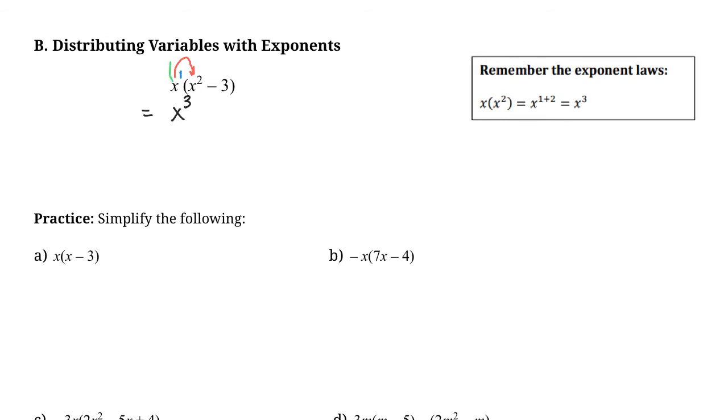So that would be x multiplied by -3. That is going to be -3x. Remember that x is the same as saying 1x. So really we're saying 1x multiplied by -3. 1 times -3 is -3. The x is still attached, so you're going to bring it down or recopy it.